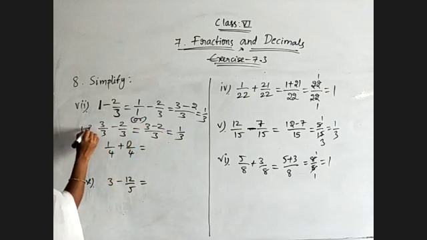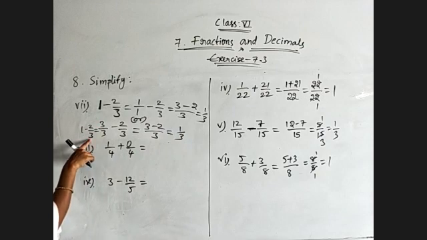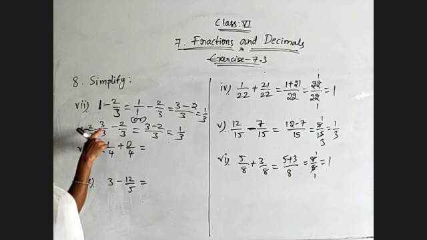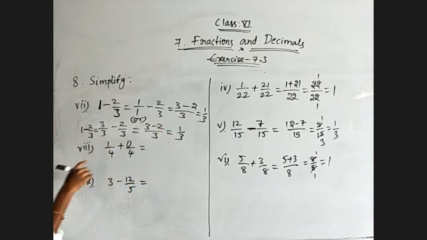Okay, 1 minus 2 by 3 is equal to, I am writing 1 as 3 by 3 because here the denominator we have is 3. So that's why instead of 1, I am writing 3 by 3. From 3 parts, 2 parts taking away, then only one part is left. So 1 out of 3.